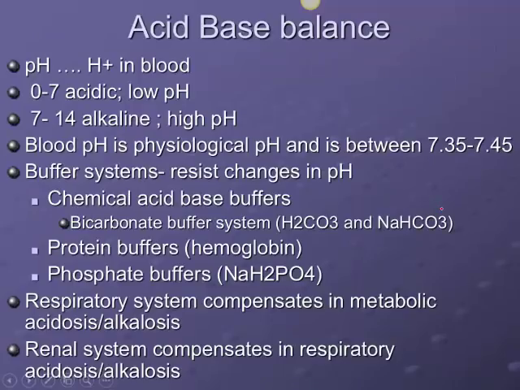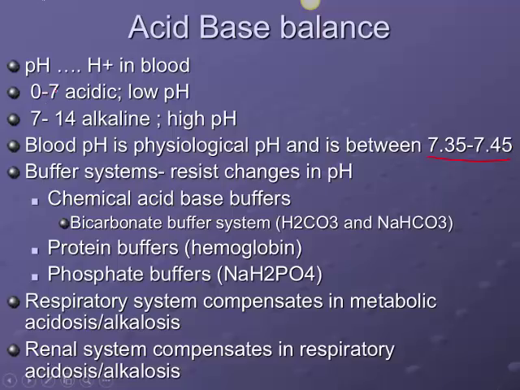Okay, let's look at acid-base balance. The pH of blood is dependent on the free hydrogen ion concentration in the blood. It has to be free. It should not be attached to anything. We like to keep the pH of blood between 7.35 to 7.45. So it has a range, and the blood pH, you like to keep it between that. And the body does everything to maintain it in that range.